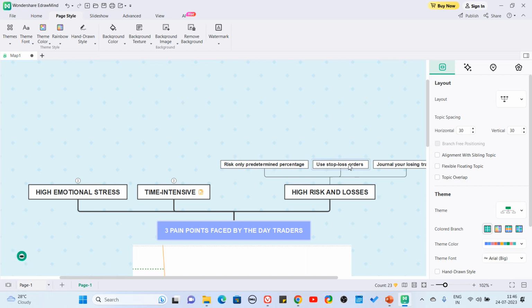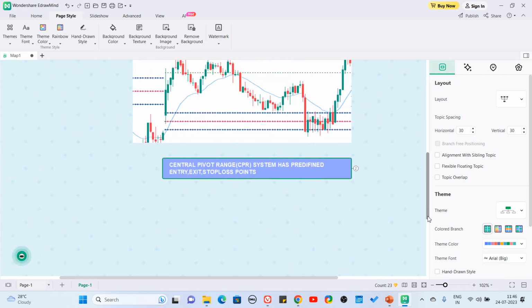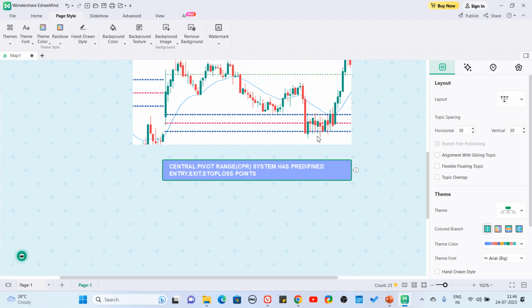The second solution here is to use stop loss orders. When you place the stop loss orders, what happens here is, when the market is against you, the stop loss will take care of everything. Okay, the stop loss will take care of everything if the market goes in your opposite direction. Use stop loss orders to avoid high risks.